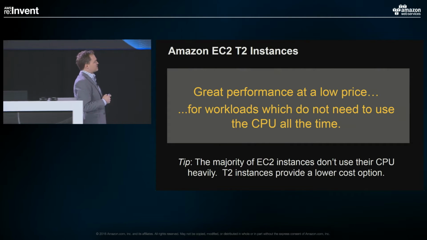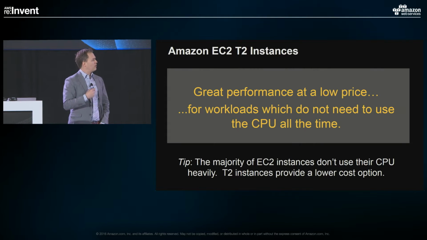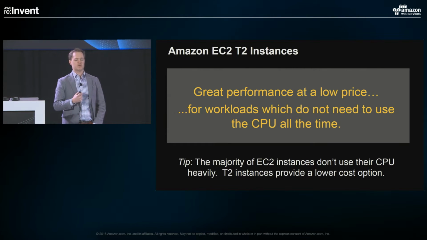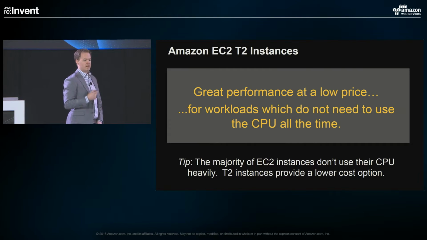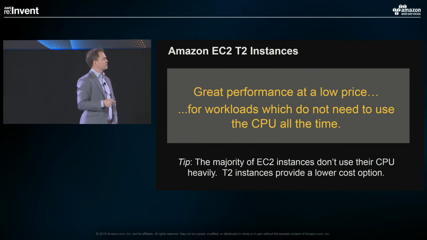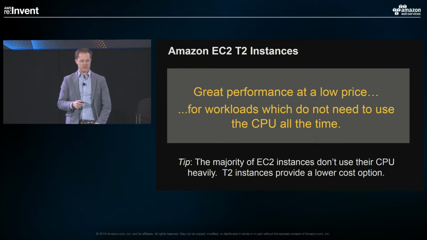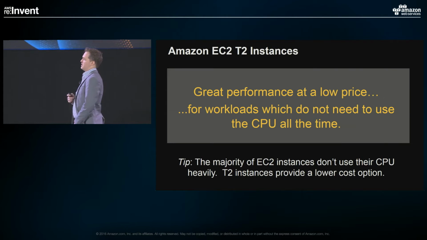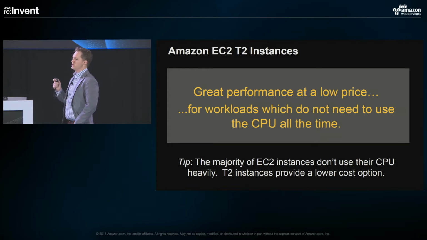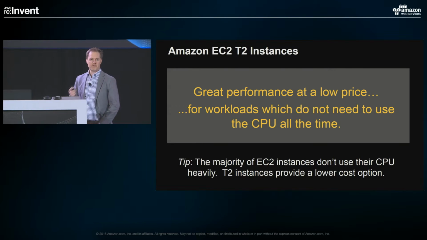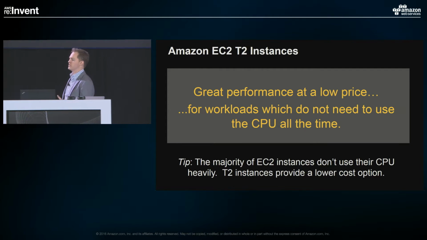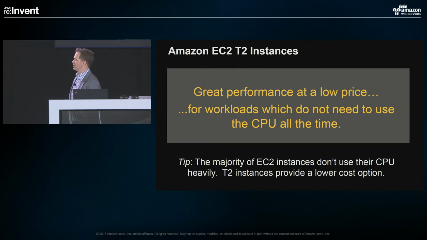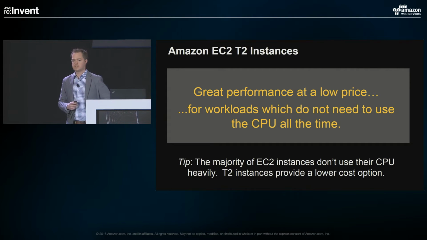So that kind of gets to the core of how I like to think about T2 instances generally. T2 instances can offer really great performance at a low price for workloads which do not need to use the CPU all of the time. Now the really key thing to this is that it turns out the far majority of instances that run in EC2 actually don't use the CPU all that heavily. There certainly are some applications which are really maxing out their CPU, but most applications do not.